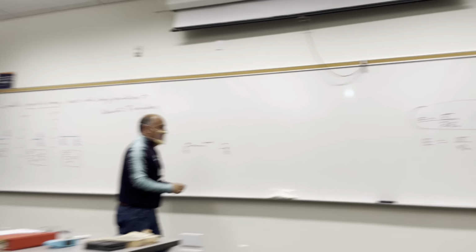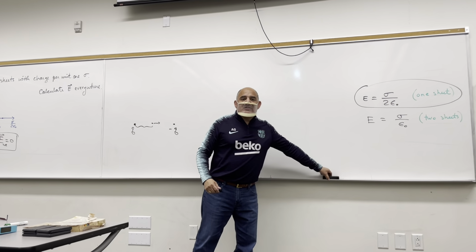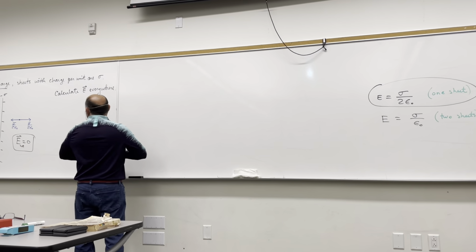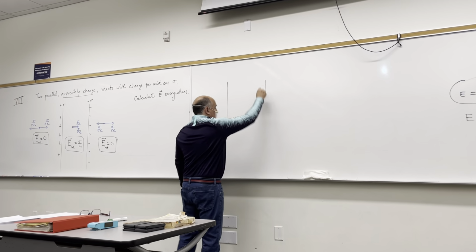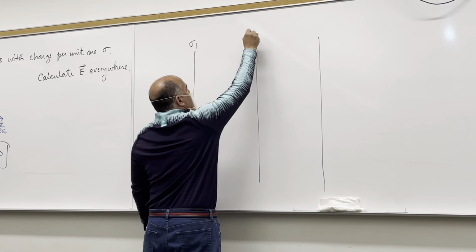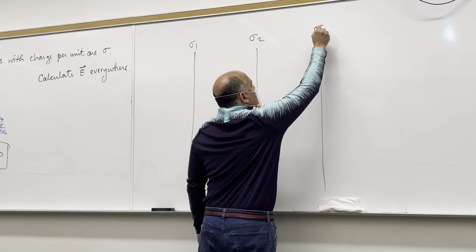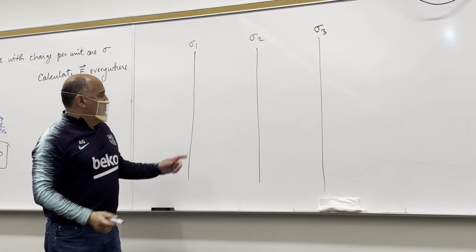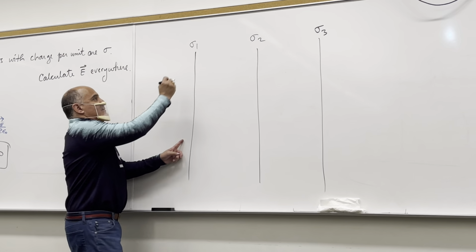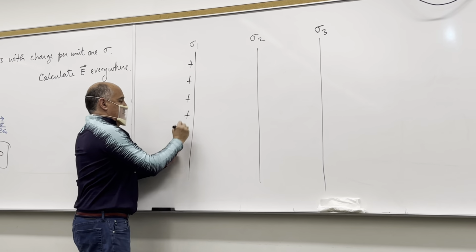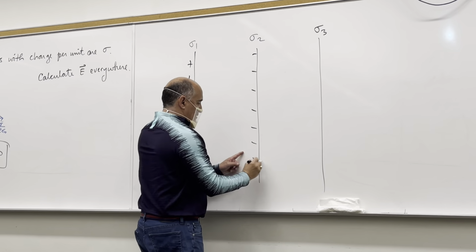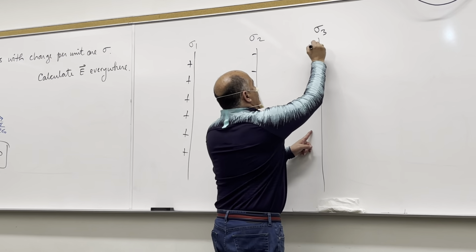What if you have 3 sheets? Let's make it a little more complicated. 1, 2, 3. And let's make them different. What sign would you like this one to be, plus or minus? Plus. What about the one in the middle? Minus. And the one on the right? Plus.